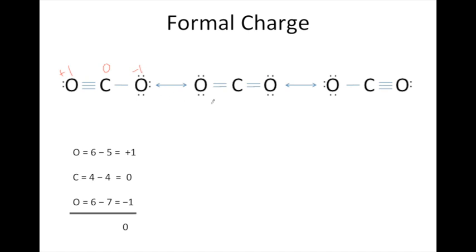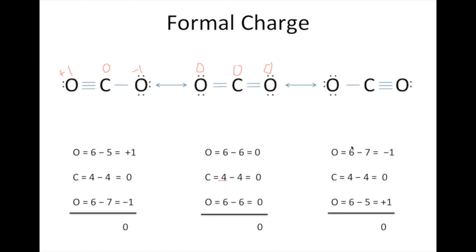Let's look at our second carbon dioxide resonance structure. Our first oxygen has 6 valence, and it owns 1, 2, 3, 4 from the lone pairs, 5, 6 from the bonding pairs. 6 minus 6, this oxygen has a 0 formal charge. Our carbon, again, 4 valence. It owns 1, 2, 3, 4. So this carbon has a 0 formal charge. And this oxygen is identical to the other oxygen, so we can say it also has a 0 formal charge.